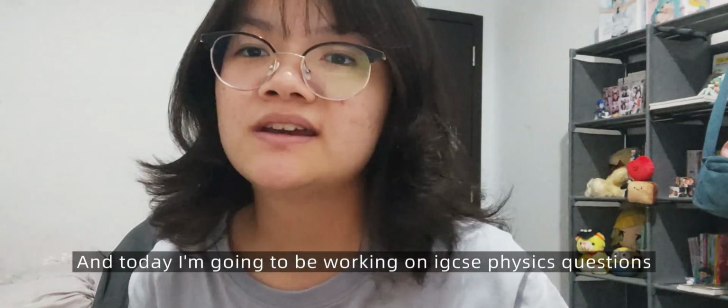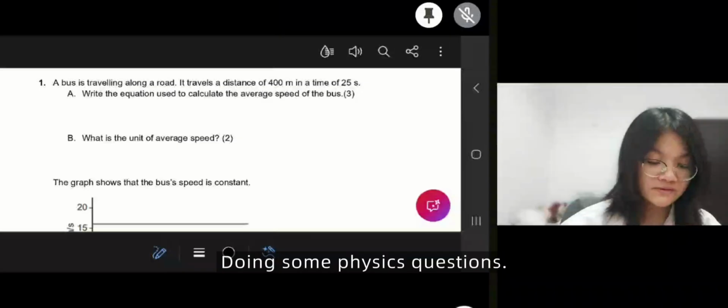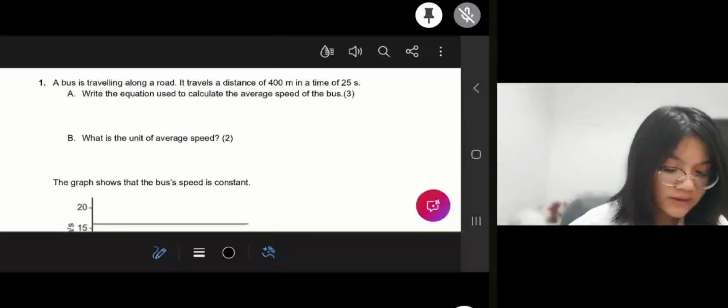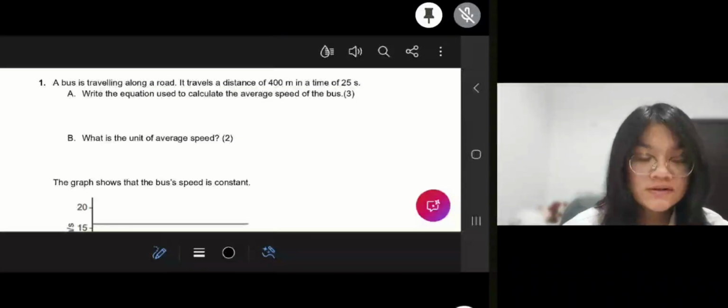Going to be working on IGCSE physics questions, questions 1 until 3. Today we'll be doing some physics questions. Let's start with the first question.